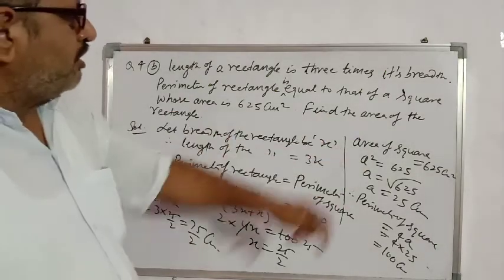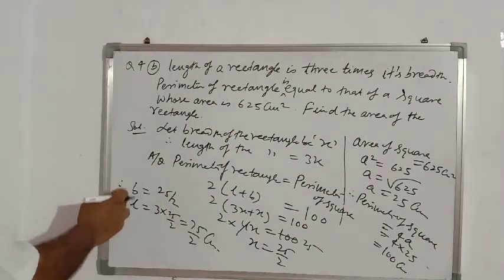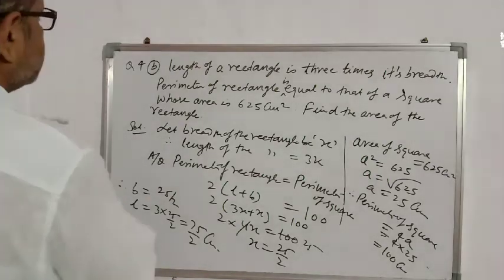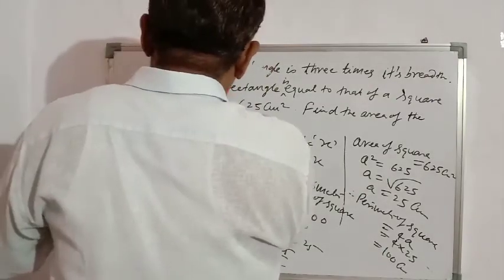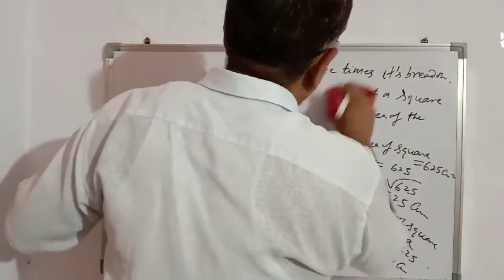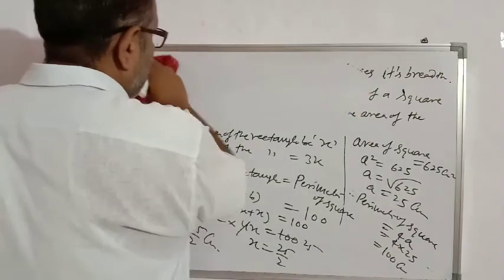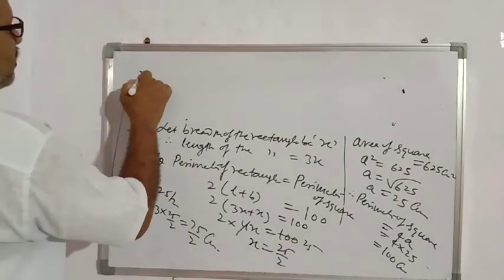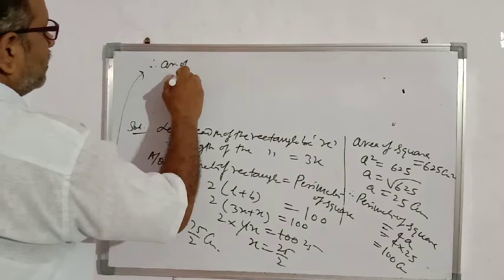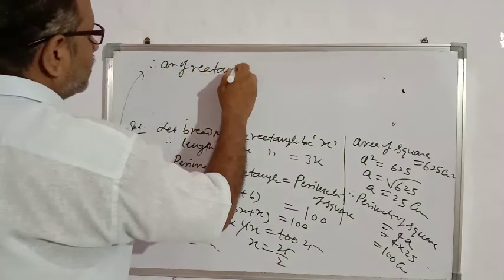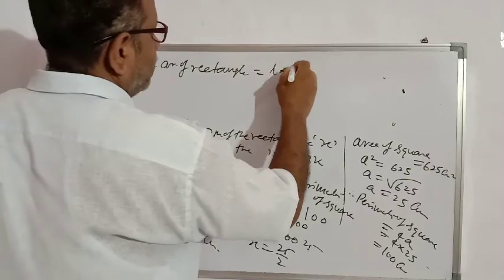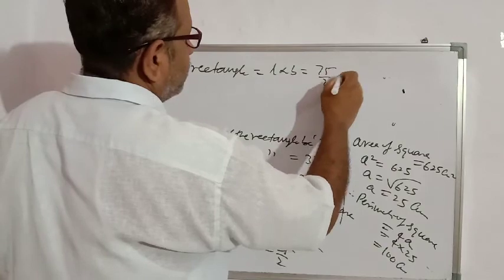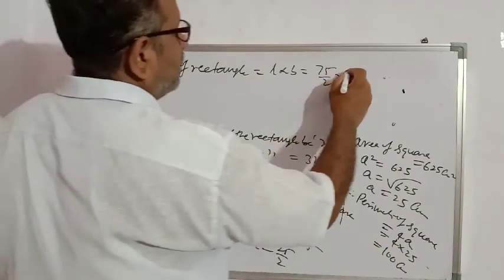We have to find the area of the rectangle. So area means length into breadth. So multiply both. Therefore area of rectangle is L into B. Length is 75 by 2 and breadth is 25 by 2.